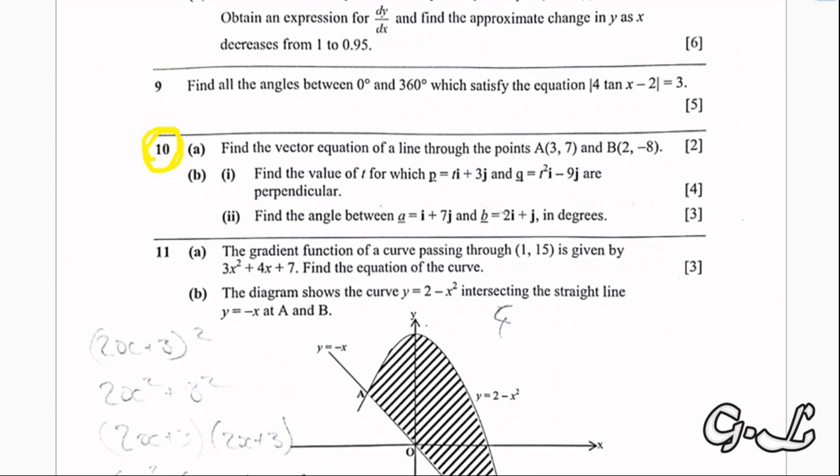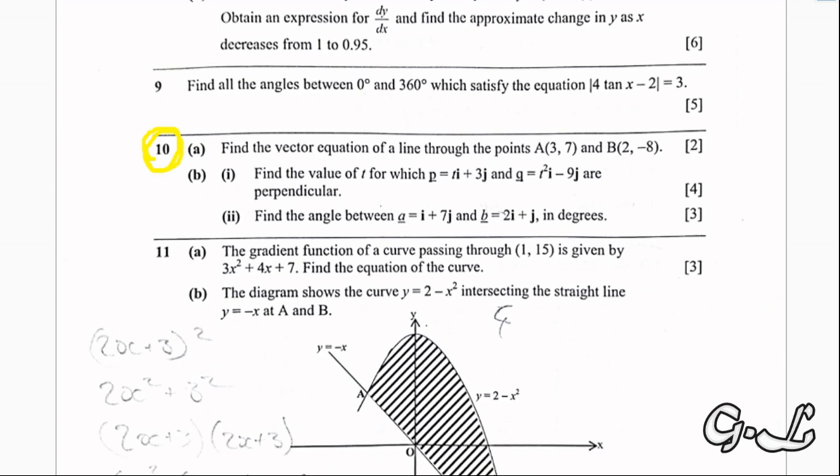Part A states: find the vector equation of a line passing through the points A (3, 7) and B (2, -8). That question carries 2 marks.